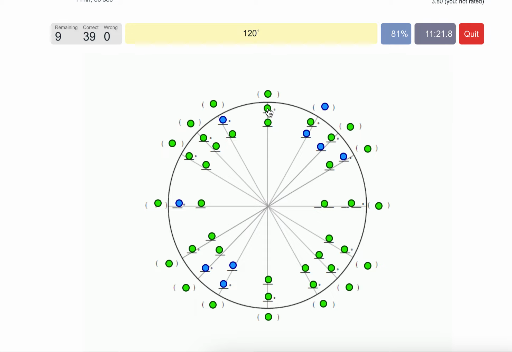So this is 90, 100, 110, 120 would be right there. And remember, this is pi over 4. Here's 30 degrees. This one is the positive version of that. This is pi over 3, because remember, it goes pi over 6, pi over 4, pi over 3. 6, 4, 3.